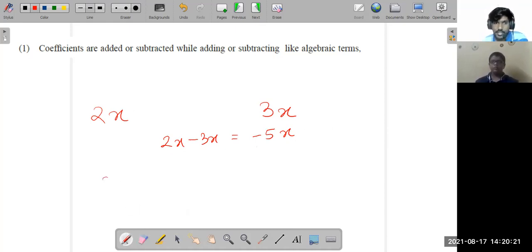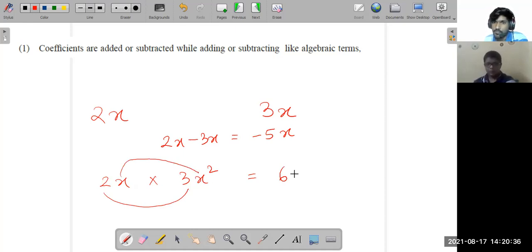So suppose you're multiplying 2x multiplied by 3x square. This is possible. You multiply 2 into 3 first, which is 6. And then you multiply x into x square. How much will it be? Rule of indices. Power gets added. X cube. So when you're multiplying or dividing, it is not necessary to have the same power. Not necessary it has to be like terms. But when you're adding and subtracting, compulsorily it has to be like terms.